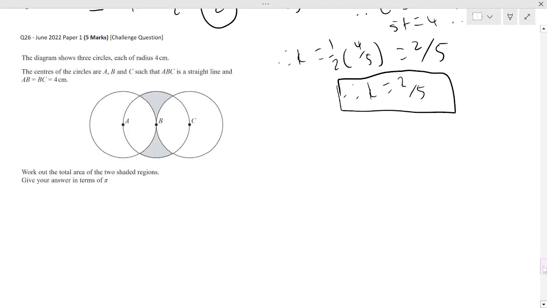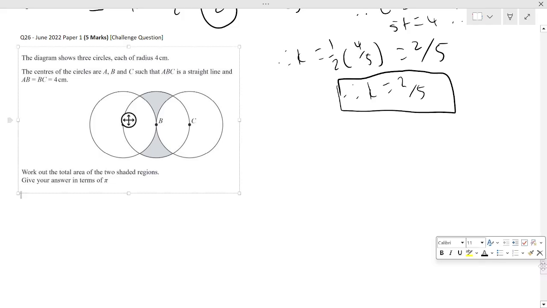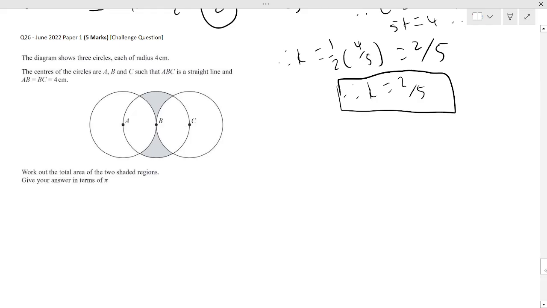We are given 3 circles with a radius of 4, sorry, not 3. Where did I get 3 from? So A to here will be 4, then B to here will be 4, and here will be 4. I'm going to bear that in mind. The centres are A, B, and C, such that ABC is a straight line. Obviously their distance between them is 4, because they're the radii. Work out the area of the shaded region.